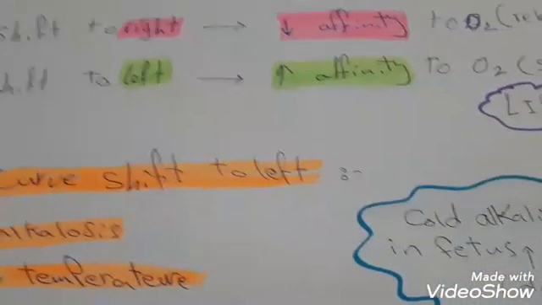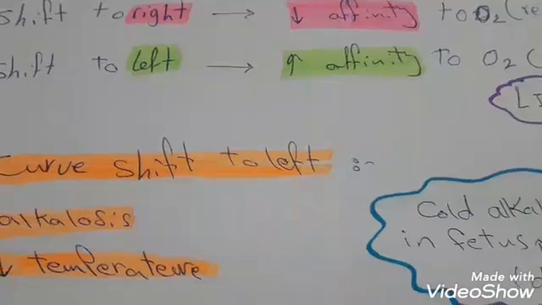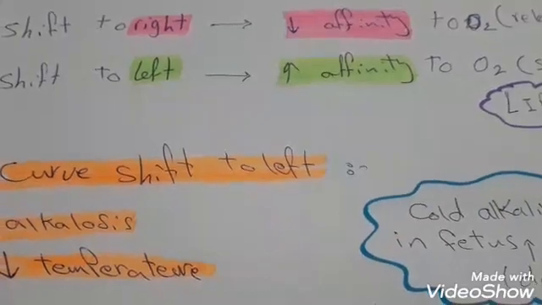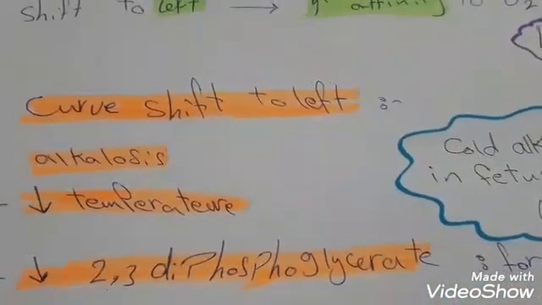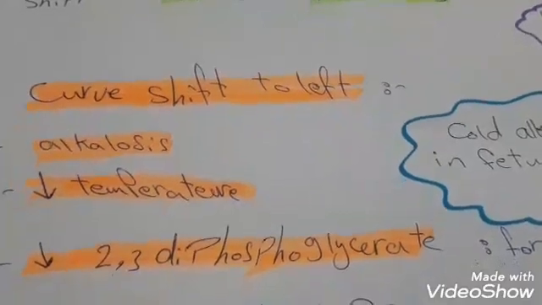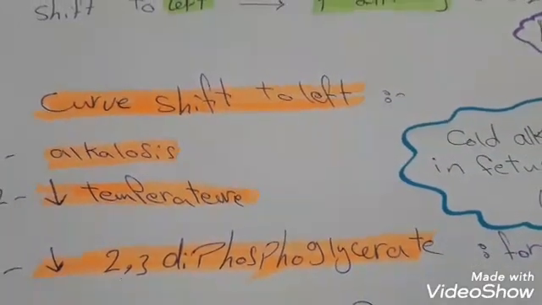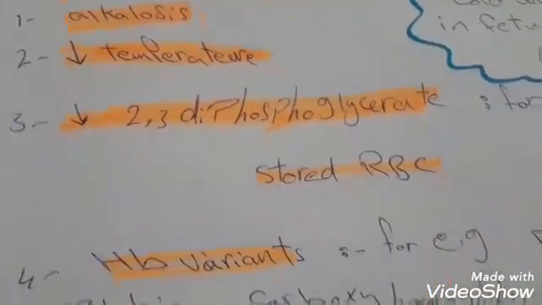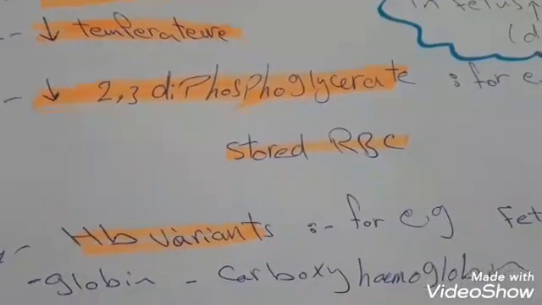The factors that shift the curve to the left and increase the affinity to oxygen are alkalosis, decreased temperature, decreased 2,3-diphosphoglycerate, like in stored RBC, and in Hb variants like fetal hemoglobin, methemoglobin and carboxyhemoglobin. Also in CO poisoning and in hypophosphatemia.